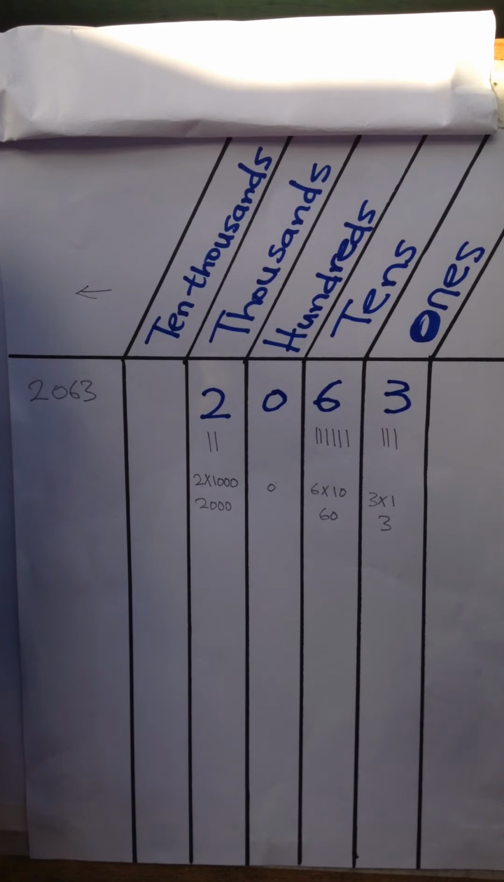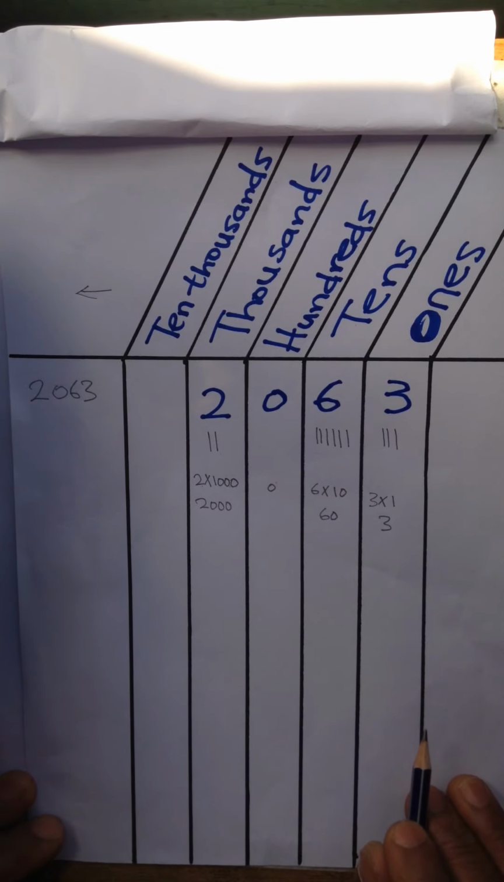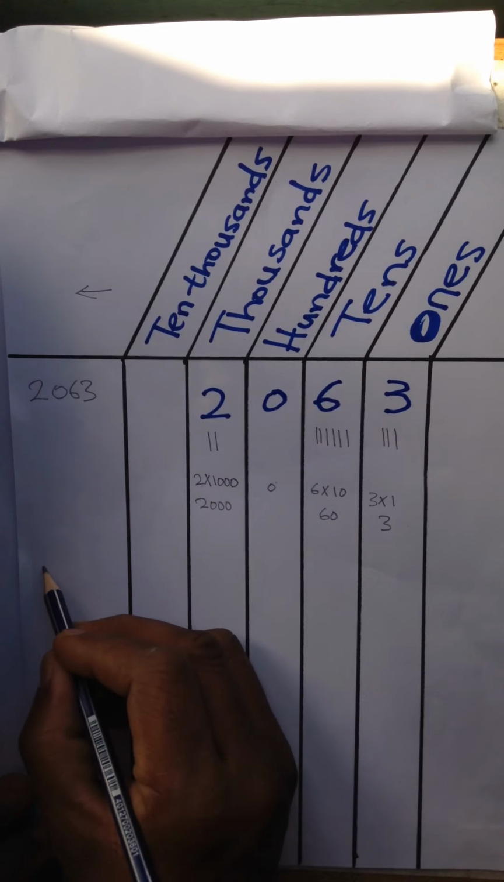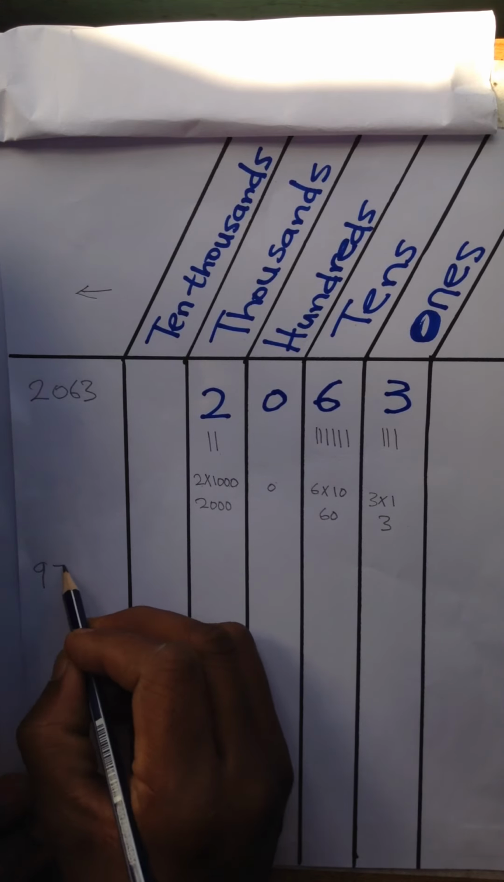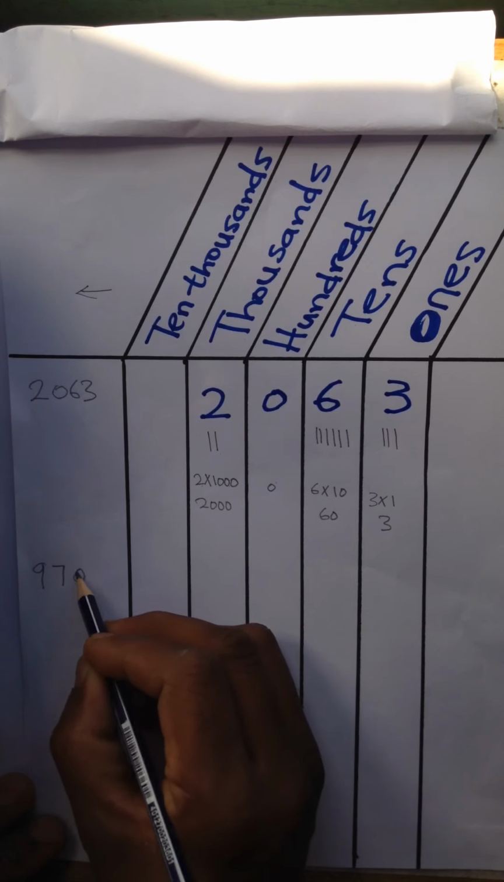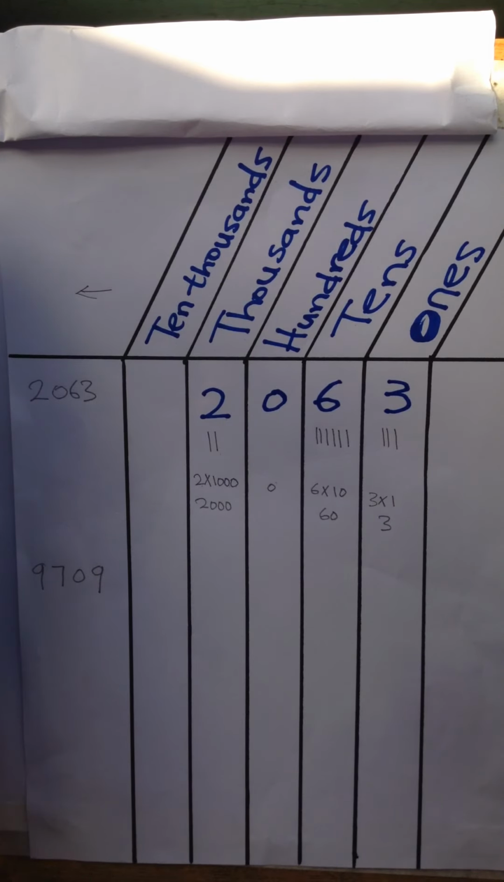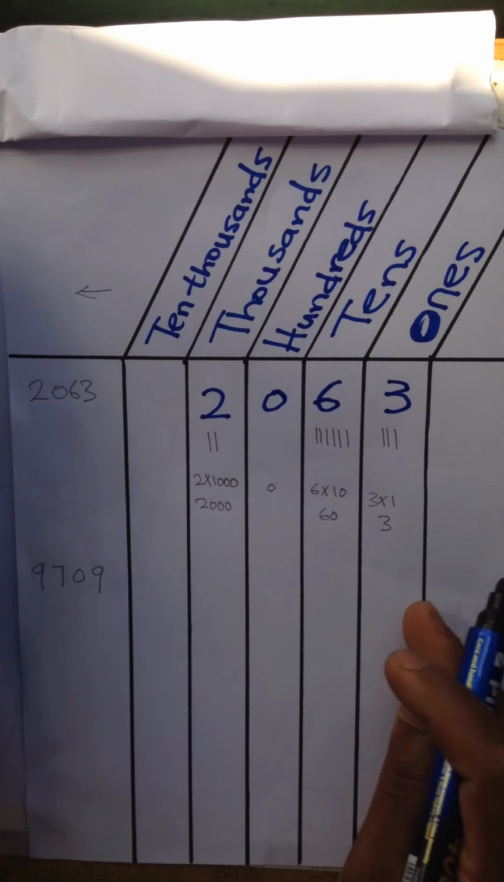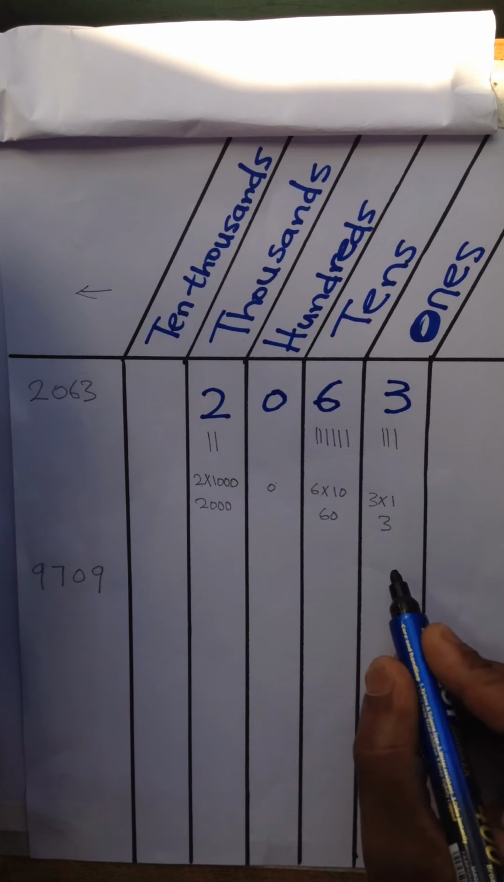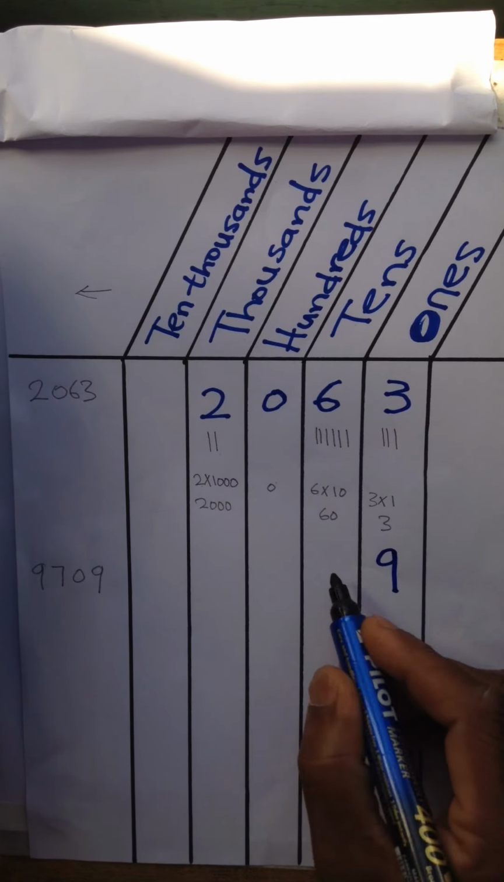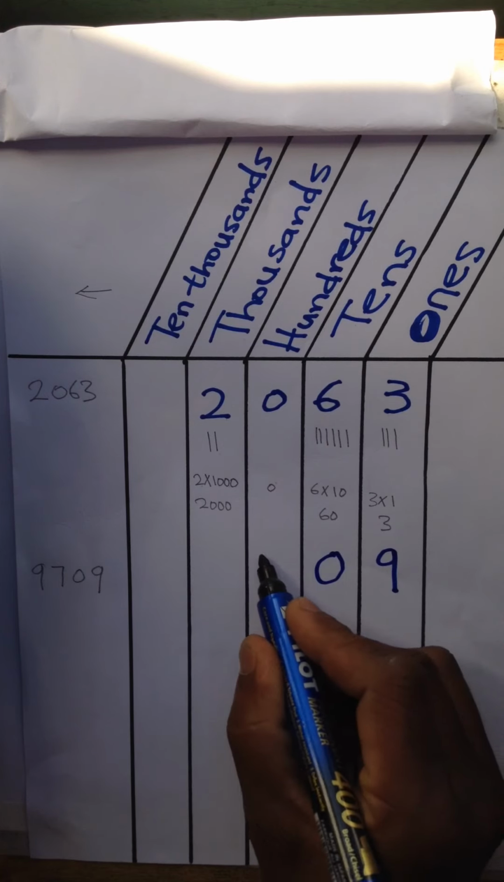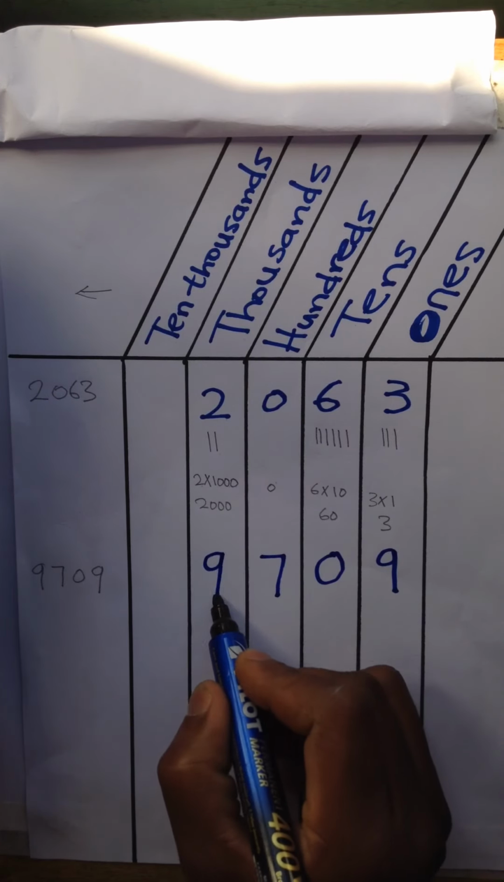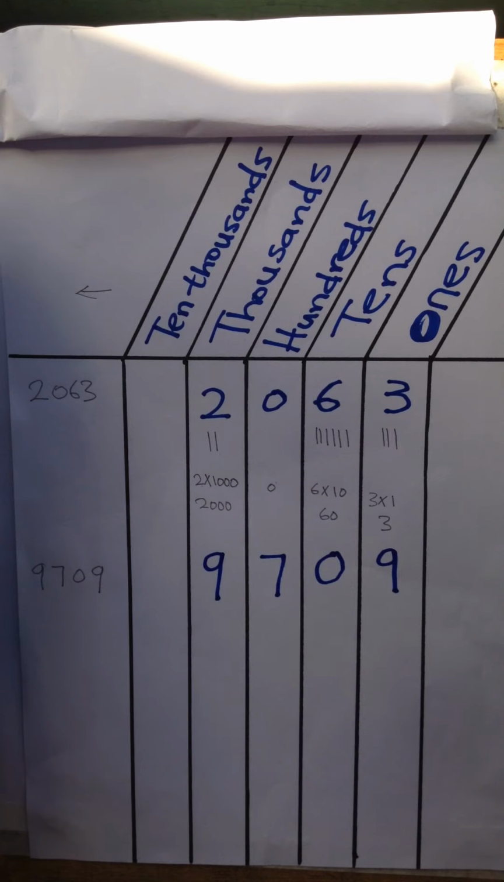Now let's look at another number that we want to represent on the place value chart. We have the number 9709. Again, going as per the first example, we start from the rightmost digit and go leftwards. So that's how we represent that number in the place value chart.